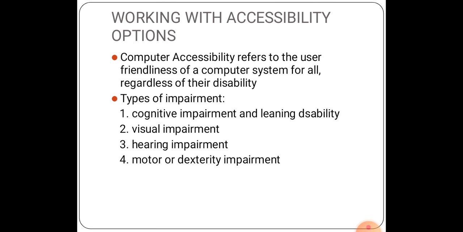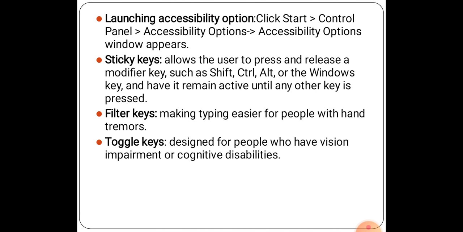The next one is motor and dexterity. Motor and dexterity raises some paralysis, like inability to work with their hands, etc. Okay, so first we have to select the control panel. Select the start option. Under the start, we have the control panel option. On selecting the control panel, accessibility options will be given, and you have to select that. After that, the accessibility option window will be displayed to you. This is how you have to launch your accessibility option.